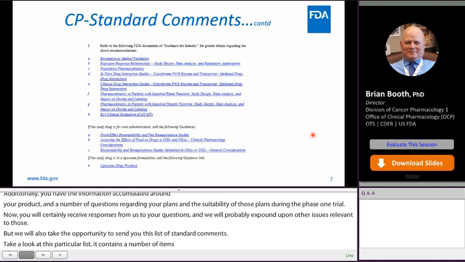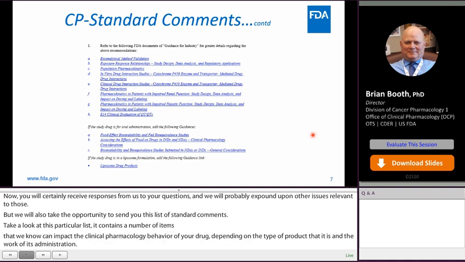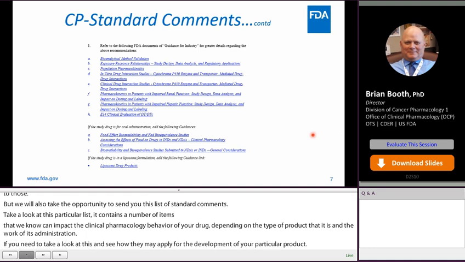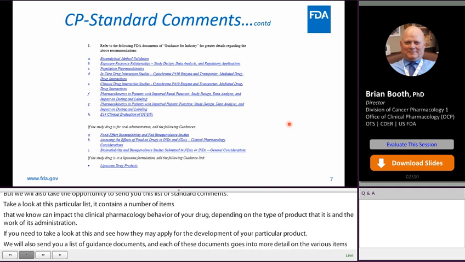Okay, so we'll also send you a list of guidance documents. Each of these guidance documents goes into more detail about the various items that have been raised on the comment sheet, and you can click on these hyperlinks and they'll take you to these documents so that you can have access to them, so you can better understand if they apply to your particular product and how.